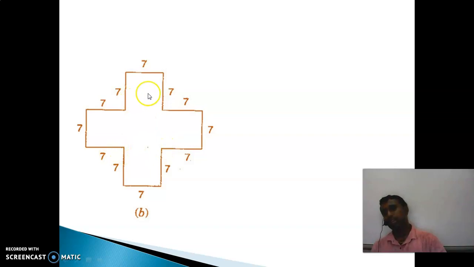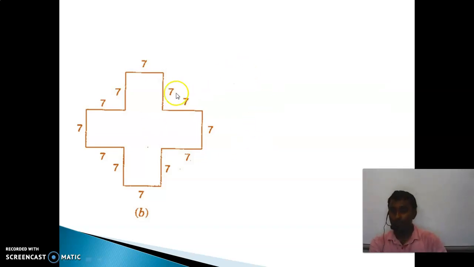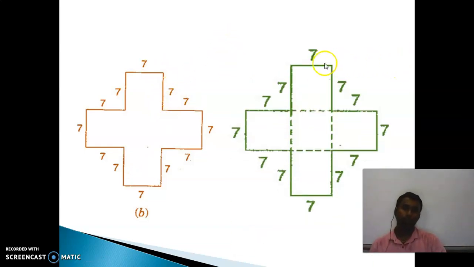So after you are cutting this kind of shape, how many squares are you getting? 1, 2, 3, 4 and 5. Because after you are cutting, here one shape is there, and that shape is also a square. As you know, a square's side value should be 7 centimeter, right? So here 7, here 7, here 7. After cutting here 1, 2, 3, and in the center you will also get 1 square. So totally how many squares are possible? 1, 2, 3, 4, 5.